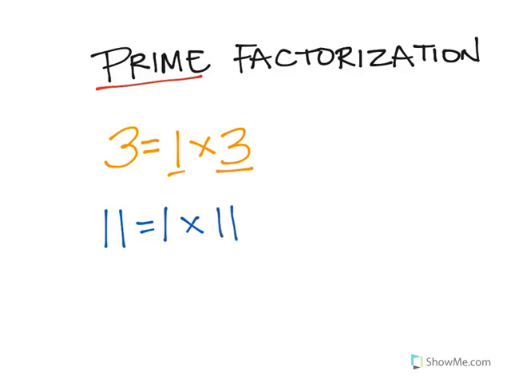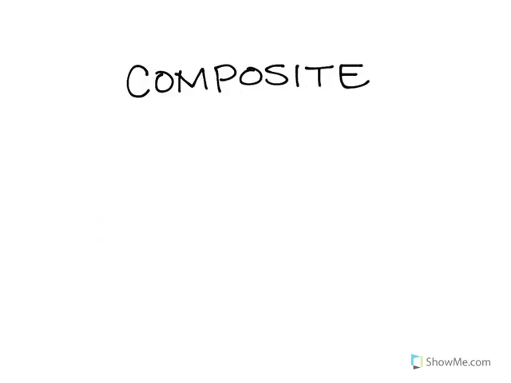What I'd like you to do right now is go ahead and pause the tape, and think of another number that could be considered prime. The only thing you can do is multiply it by itself and times the number 1. The opposite of a prime number would be a composite number.